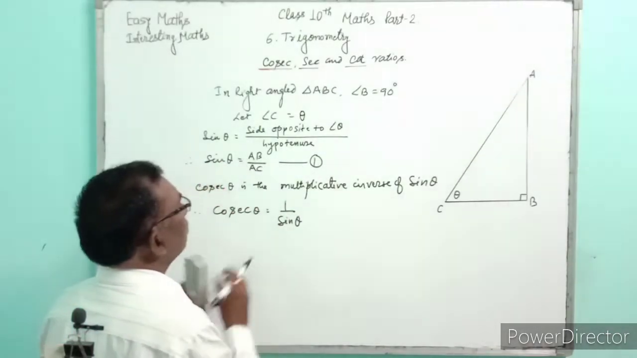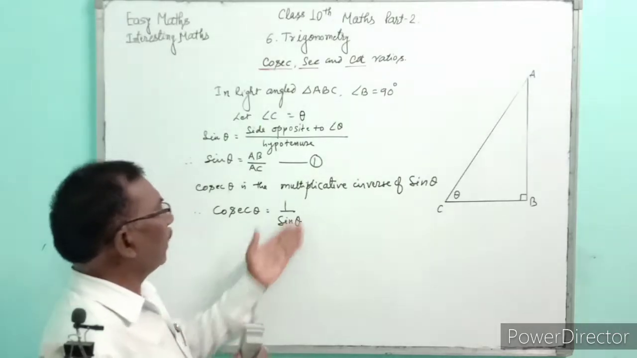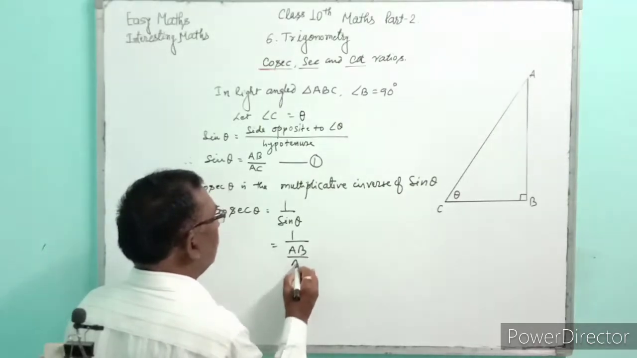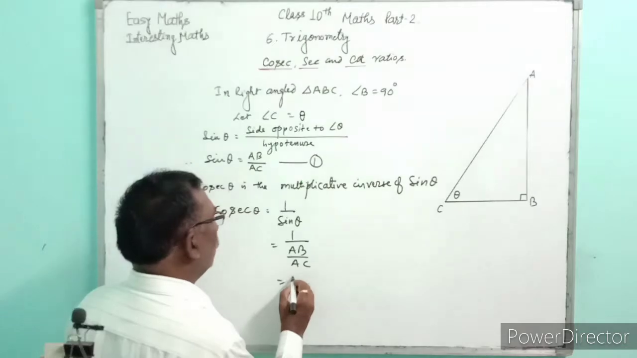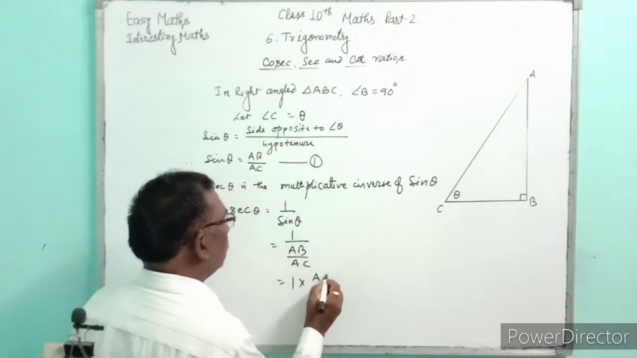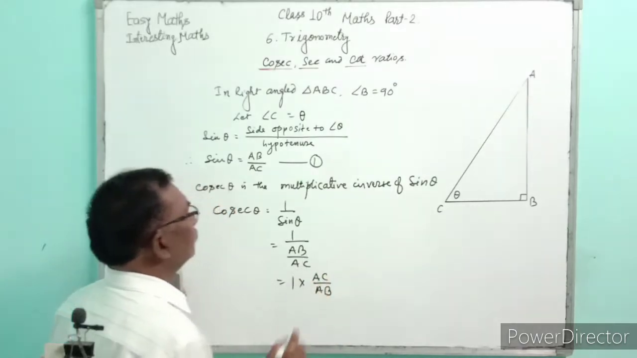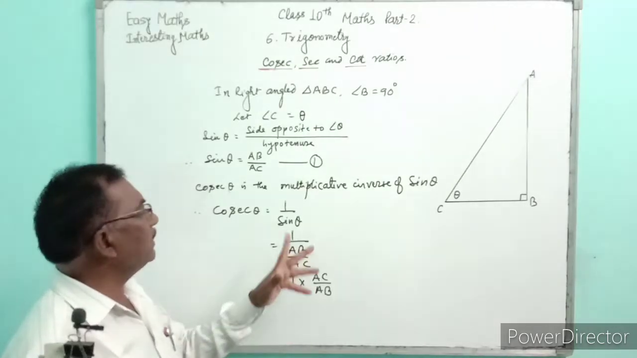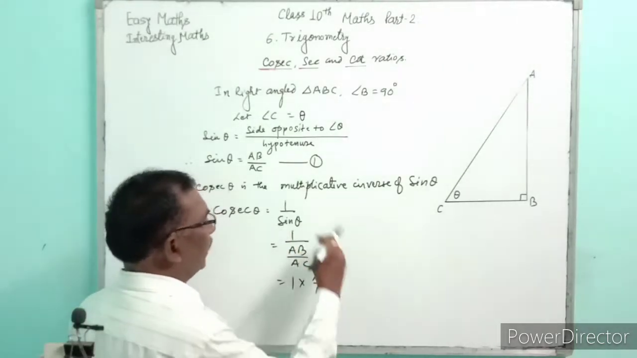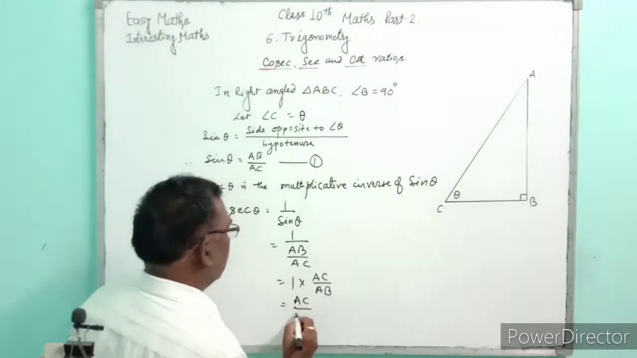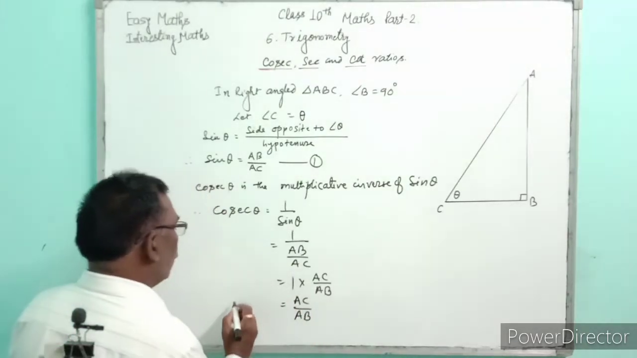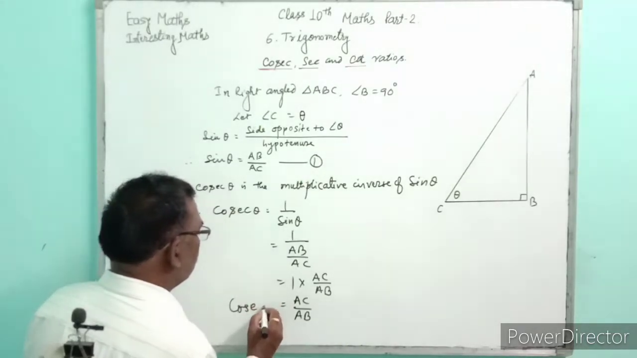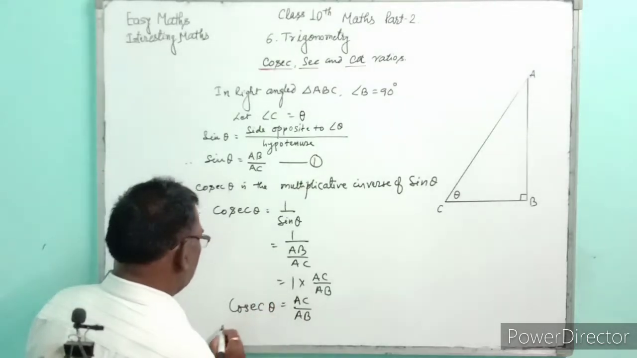Now, we will put the value of sin theta from equation number 1. Therefore, 1 upon AB by AC. Now, 1 into AC by AB. Here, 1 upon AB by AC, so 1 into the reciprocal of AB by AC is equal to AC by AB. Therefore, AC upon AB. So, cosec theta is equal to AC by AB.